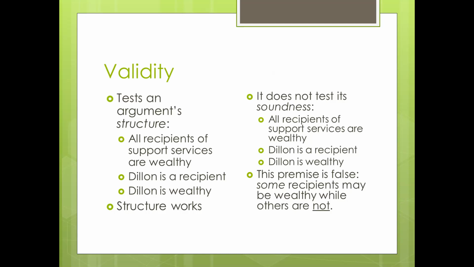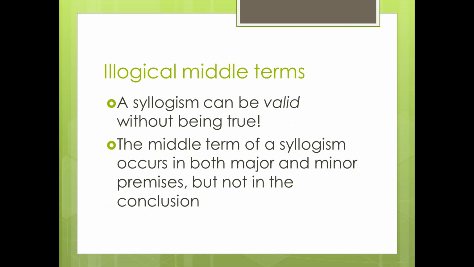But the premise is false. Some recipients may be wealthy while others are not. I misspoke there a moment ago. That's the major premise. So when the premise is false, obviously the validity of your argument is in question. Typically, this is the result of an illogical middle term or middle premise. Right? A syllogism can be valid without being true. The middle term occurs in both the major and minor premises, but does not occur in a conclusion.